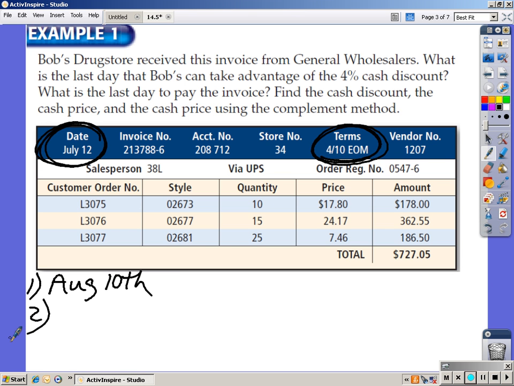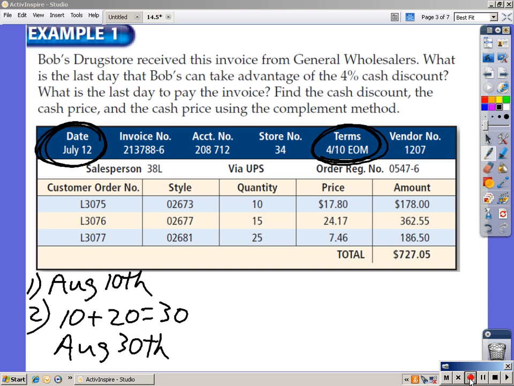Okay, question number 2. What is the last day to pay the invoice? Well, if you have until the 10th of August to get the discount, you get 20 days past the date for the discount. So 10 plus 20 is 30. So August 30th is the last day to pay the invoice. Okay, question number 3.